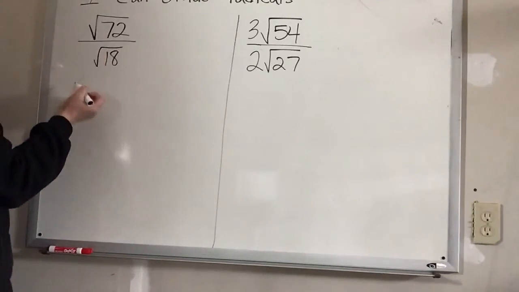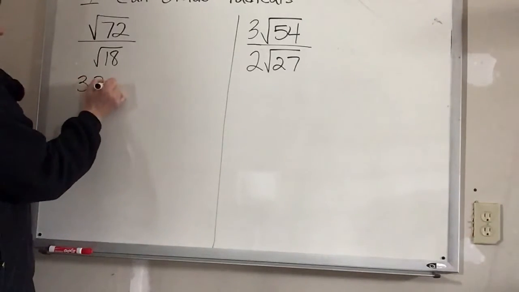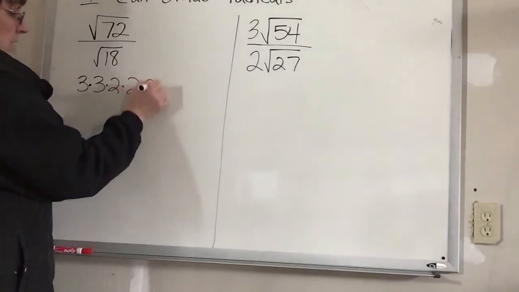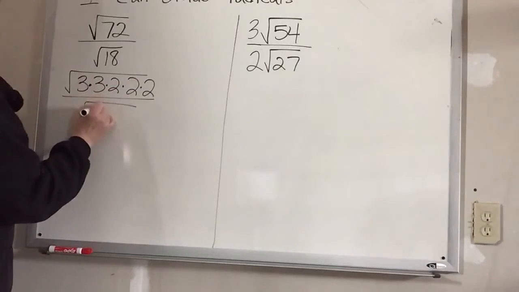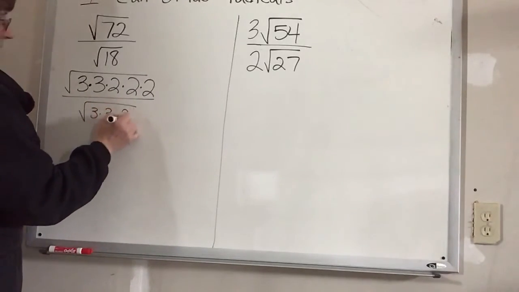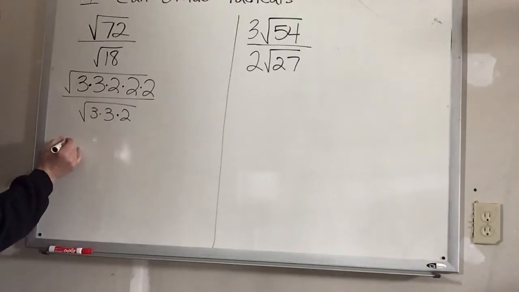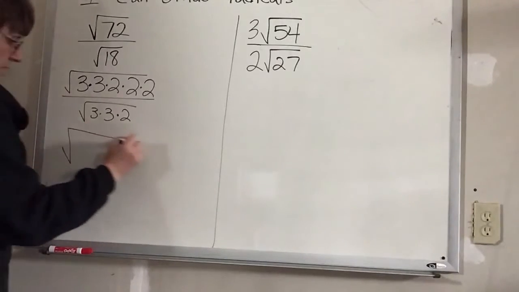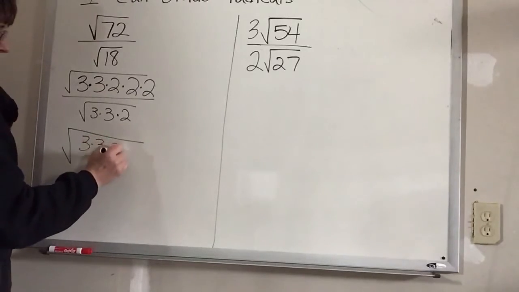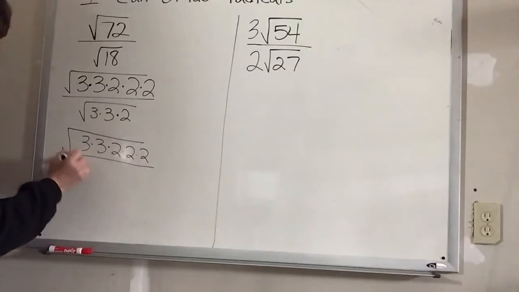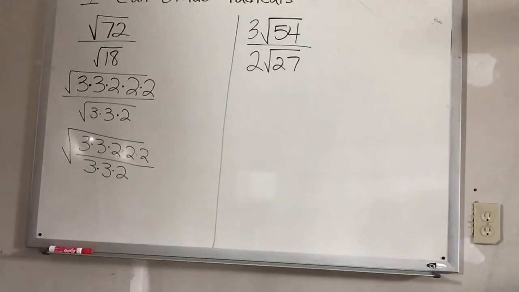So let's do the square root of 72. So its factors are 3 times 3 times 2 times 2 times 2. And 18, 3 times 3 times 2. Okay, so I would say probably the best way to look at this no matter what, instead of having it as a separate radical in the numerator and a separate radical in the denominator, go ahead and put them both underneath the same radical sign.